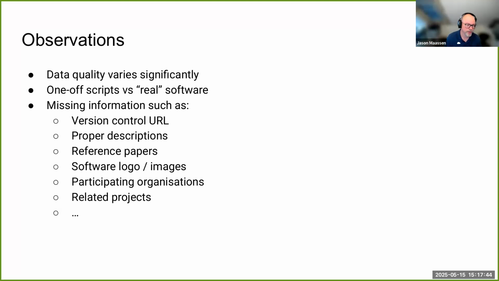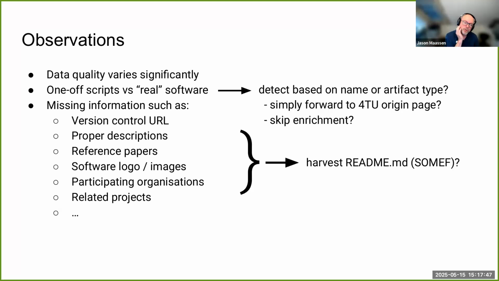So the ways in which we're trying to solve this at the moment is that first of all, we're trying to automatically see the difference between this one-off script, which is being archived, and actual software. Because if it's just a one-off script, then instead of really making a full-blown RSD page, we could also just show it in the search interface, and whenever somebody clicks it, you get forwarded to the original 4TU page instead of the RSD page.